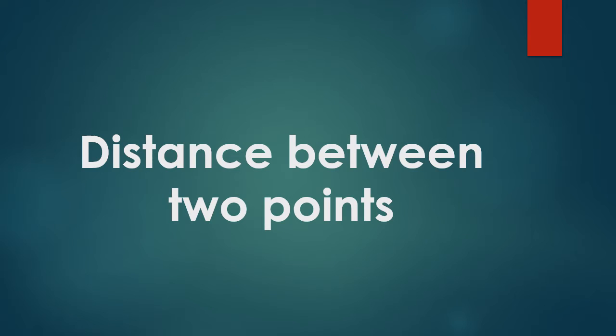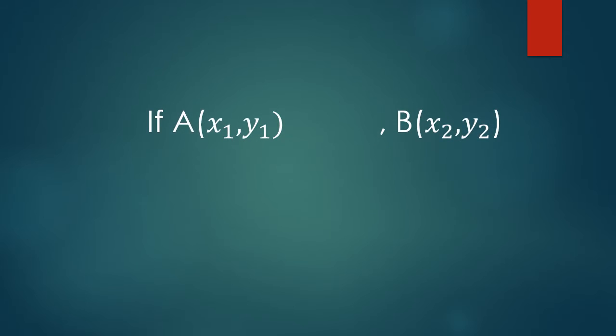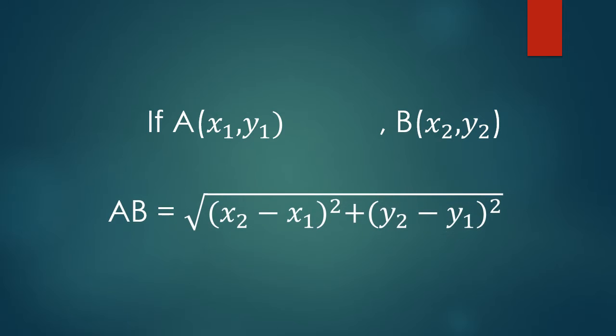The distance between 2 points. If we have 2 points, A (x1, y1) and B (x2, y2), and I want to find the length of AB, or the distance between the 2 points A and B, then AB equals the square root of the difference between the x-coordinates to the power 2 plus the difference between the y-coordinates to the power 2.